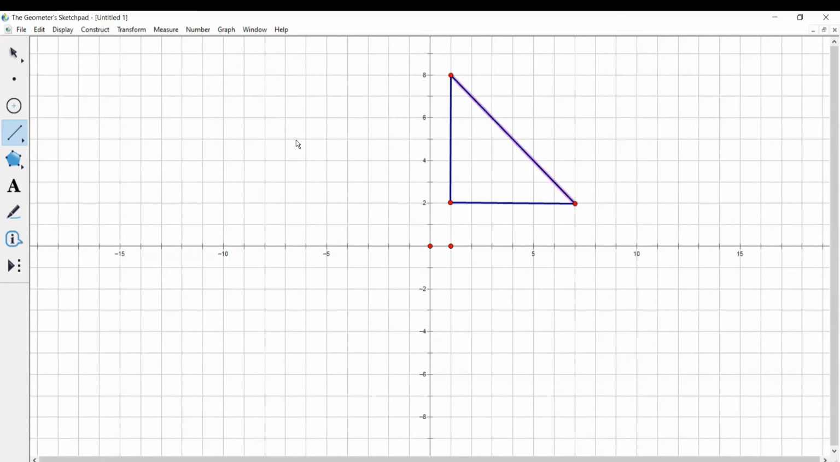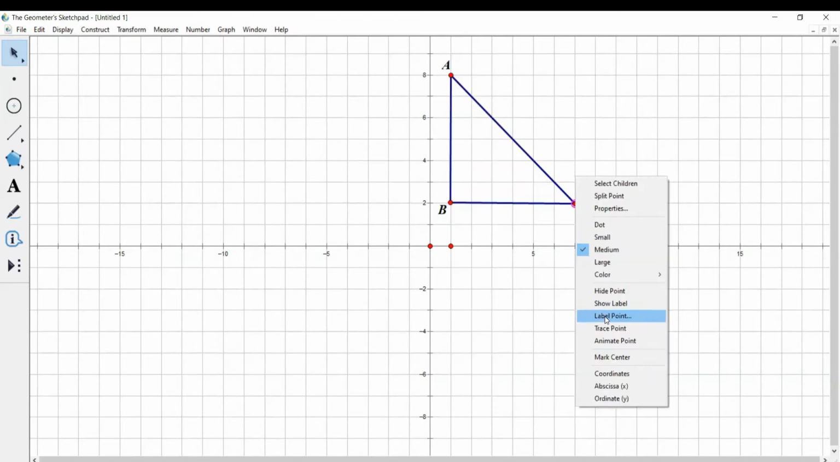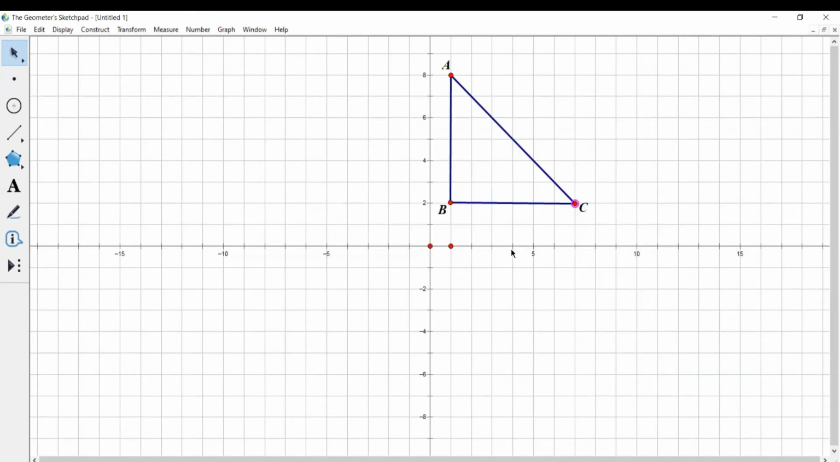All right, so that's our right angle triangle that we have created. Beautiful. Now we're just going to label the points. We're going to label A, B, C. All right, beautiful. So now we've labeled all the points of the triangle. Good. Now the angle at C, we're going to measure this angle at C.